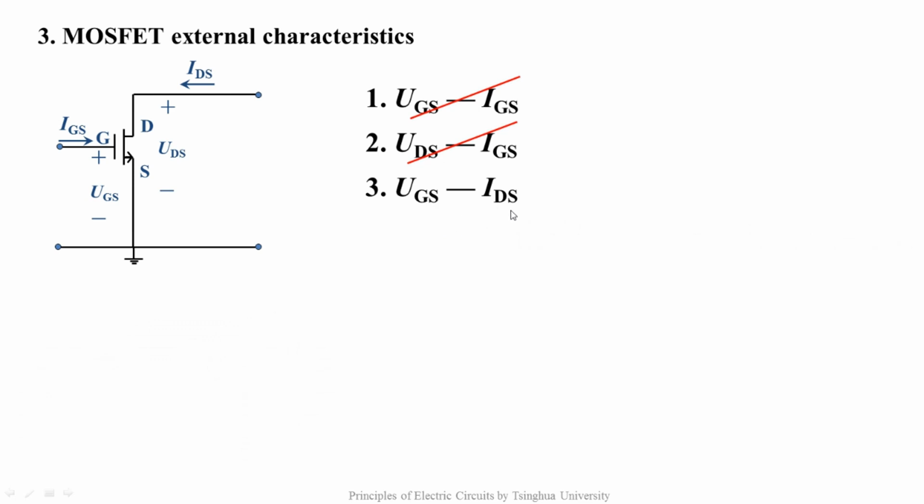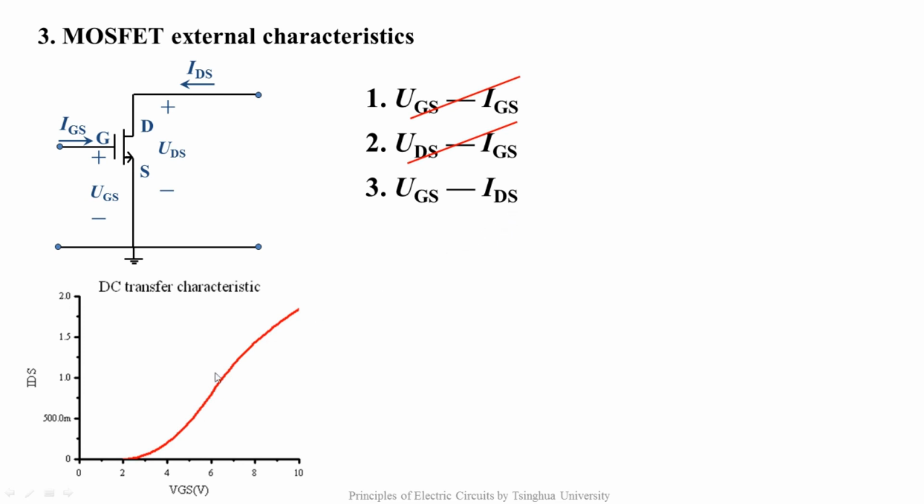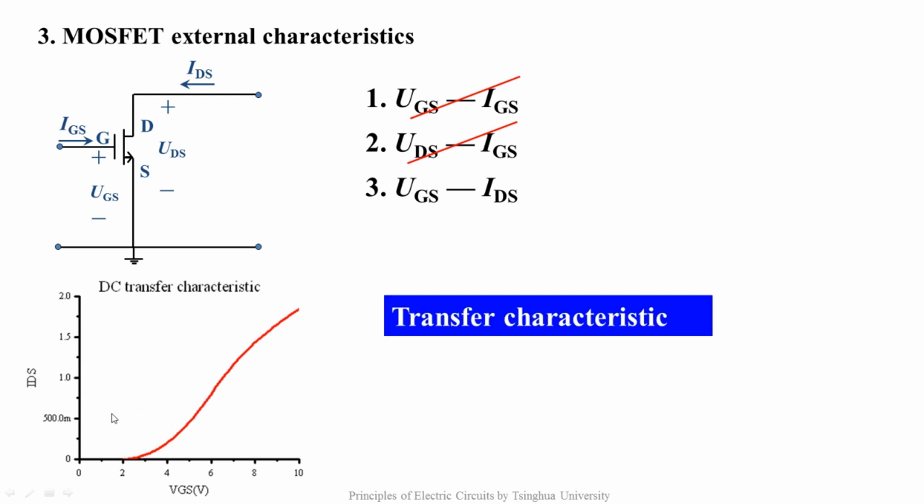Firstly, we will learn the relationship between UGS and IDS. You've seen the curve before by the simulation. UGS and IDS don't represent the voltage and the current of the same port, so it's called a transfer characteristic curve. In this course, we find when UGS is less than some value, IDS is zero. The region is called the cutoff region.